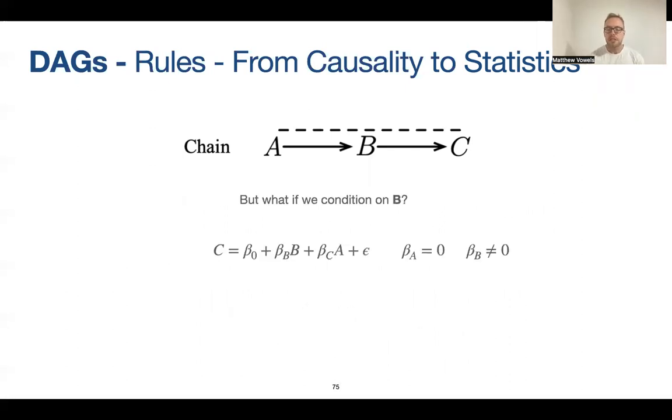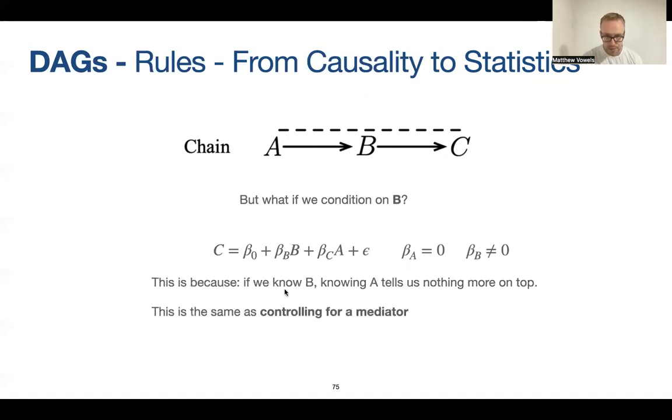But what happens if we condition on B? If we collect the variables A, B, and C, we might be tempted to include B as a control variable, as a predictor in the model. But if we do this, what we find actually is that the coefficient on A is now 0, and the coefficient on B is non-zero. So in other words, it tells us that B is related to C, but A is not related to C, even though we know that A actually causes C. It's just a little bit further back in the causal chain. And this is because if we know B, then knowing A tells us nothing more on top.